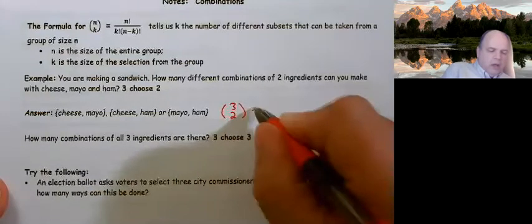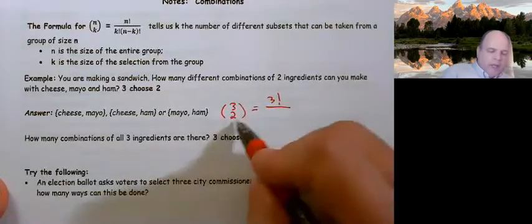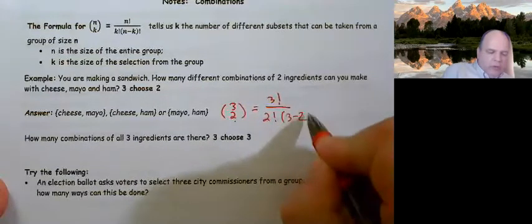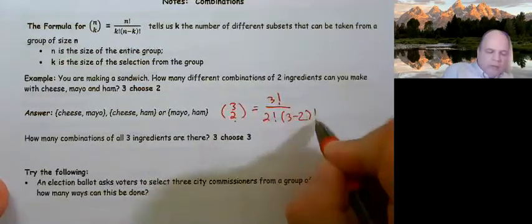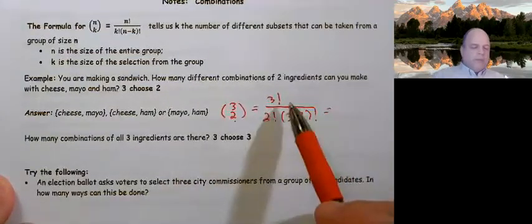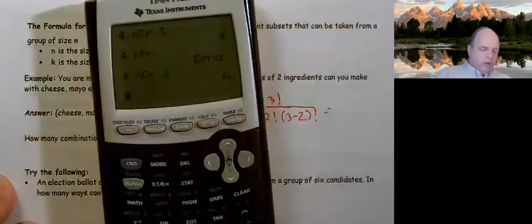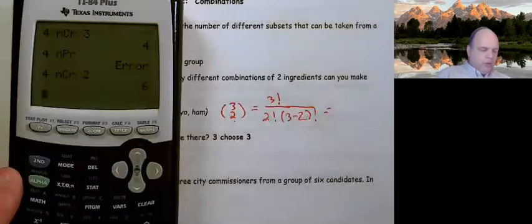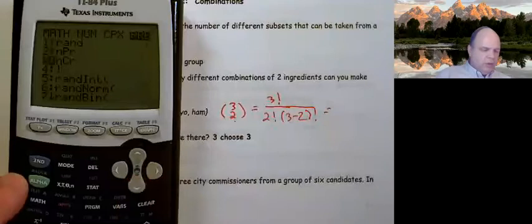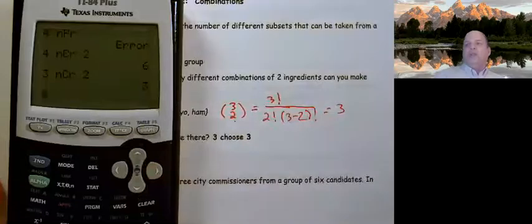that's going to be 3 factorial over my x, which is 2 factorial, and then 3 minus 2, and this will be the factorial. So this is going to be 3 times 2 times 1 over 2 times 1, and this is just 1 factorial. With the calculator, we can go, once again, first number, 3, math, probability, and a 2. And we end up getting 3. So we have 3 possibilities.